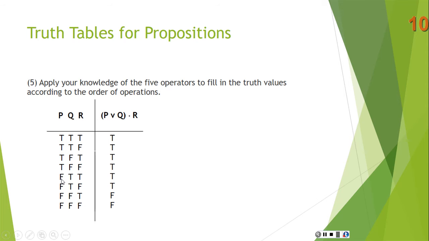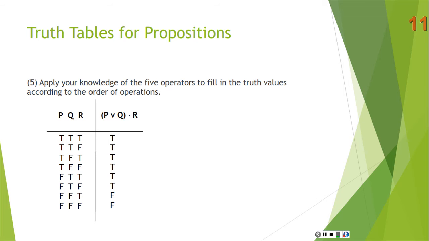How about the fifth line? P is false and Q is true. With the disjunction, whenever at least one of the disjuncts is true, the whole thing comes out true. Same with this one, false, true. Comes out true. Now, the only time the disjunction ever comes out false is when both disjuncts are false. And that's what we have for lines 7 and 8. False P, false Q. That means that these come out false.